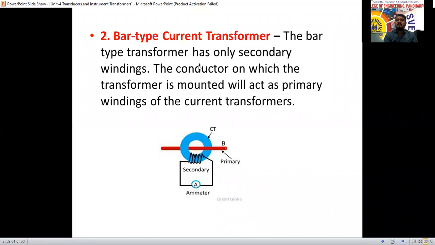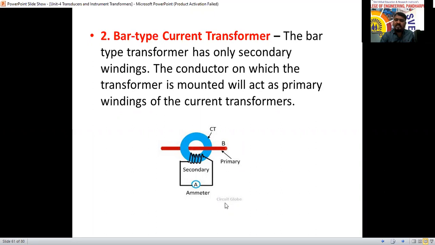The bar type transformer has only secondary windings. It does not have a primary winding. The same bar is used as the primary winding. The conductor on which the CT is mounted acts as the primary winding. That is called the bar type current transformer.